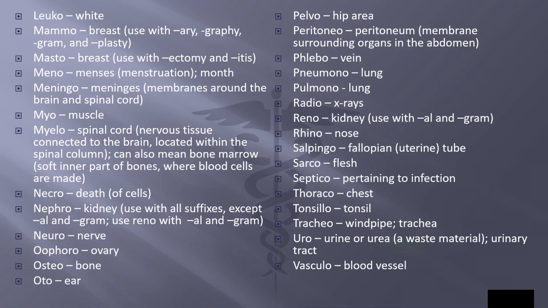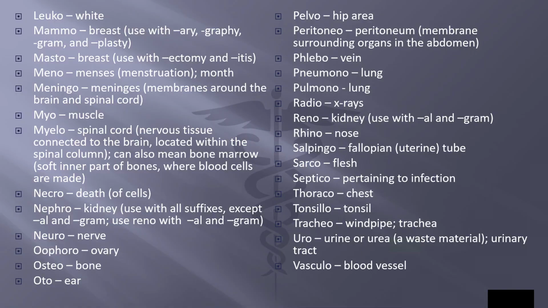Myo means muscle. Myelo is bone marrow, and this is the soft inner part of bones where blood cells are made. Myelo can also mean spinal cord, which is the bundle of nerves that extend from the brain down the back of the spine. Necro is the death of cells. Nephro means kidney, and this particular combining form is used with all suffixes except al and gram. Neuro means nerve.